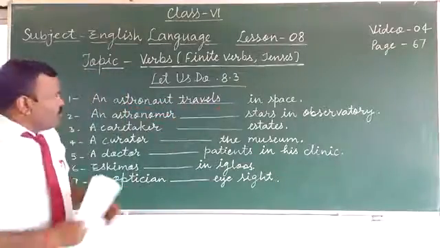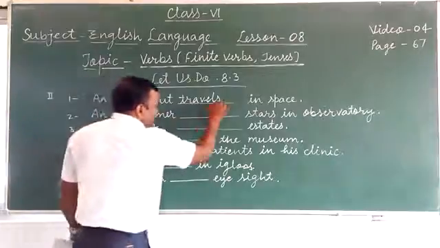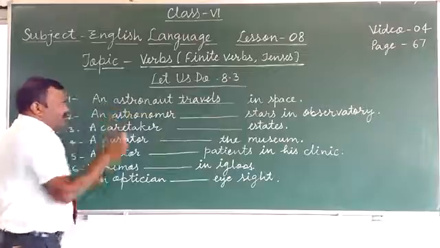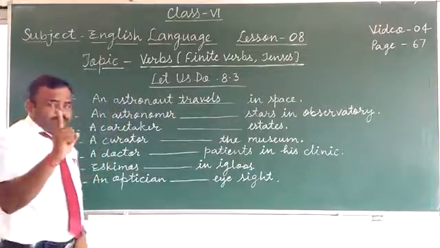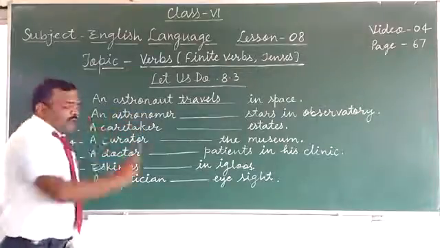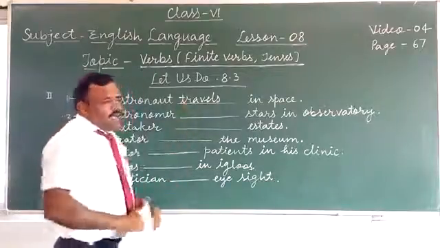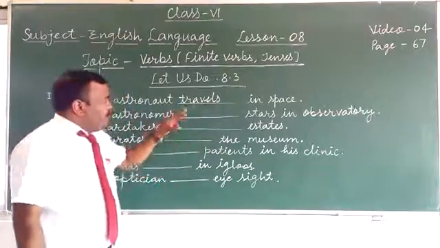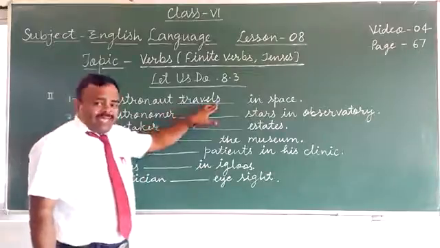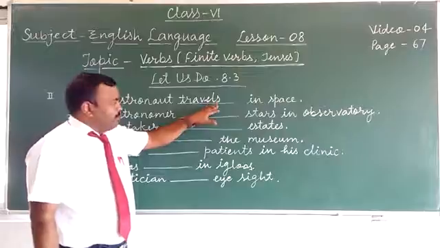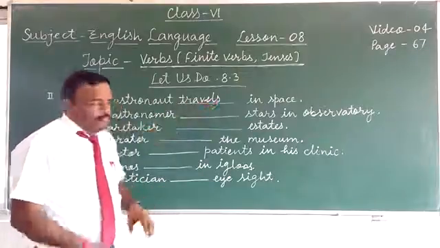Clear? So why are we adding s here? Because the subject is singular. An astronaut. An means one. An astronaut travels. So the subject is singular, so the verb will be singular. And to make the verb singular, we add s or es to the first form of the verb. So we have added s.